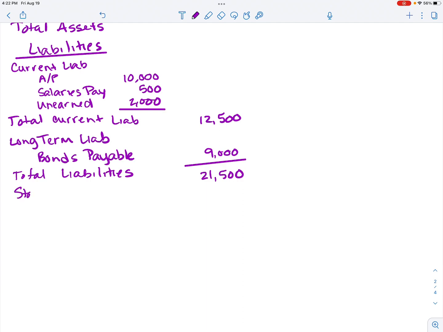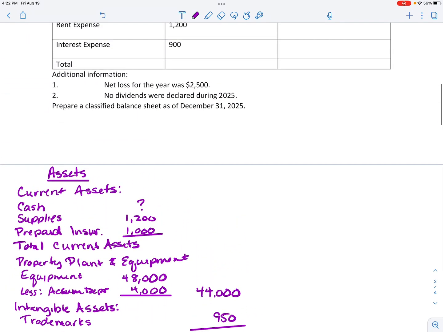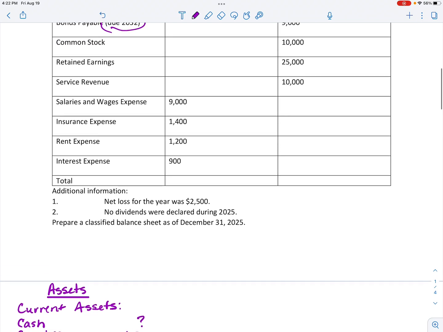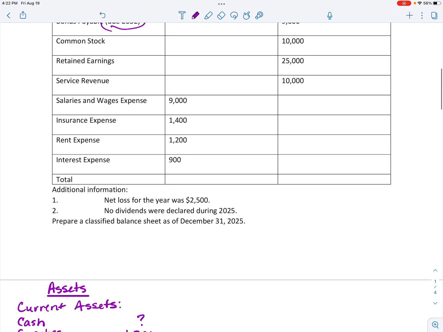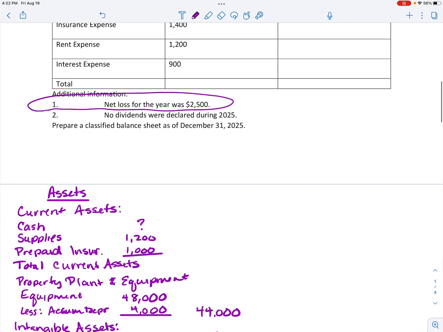And the next section is your stockholders' equity. Here, we know we need to list out our common stock. I'm trying not to scroll as much because I think that would make me sick as well. But that was at 10,000, and then we have some retained earnings for 25,000 that will also fall into our stockholders' equity, but that's where this net loss is going to come into play because this is before we do those closing entries.